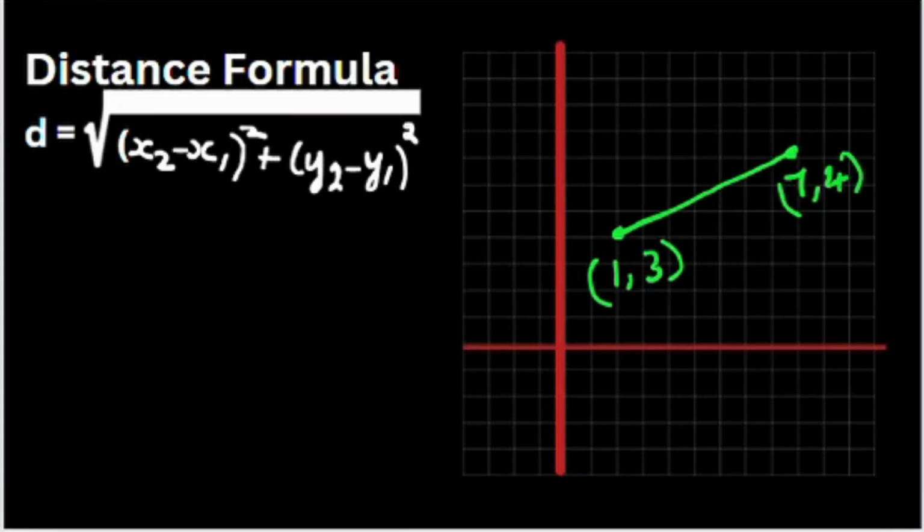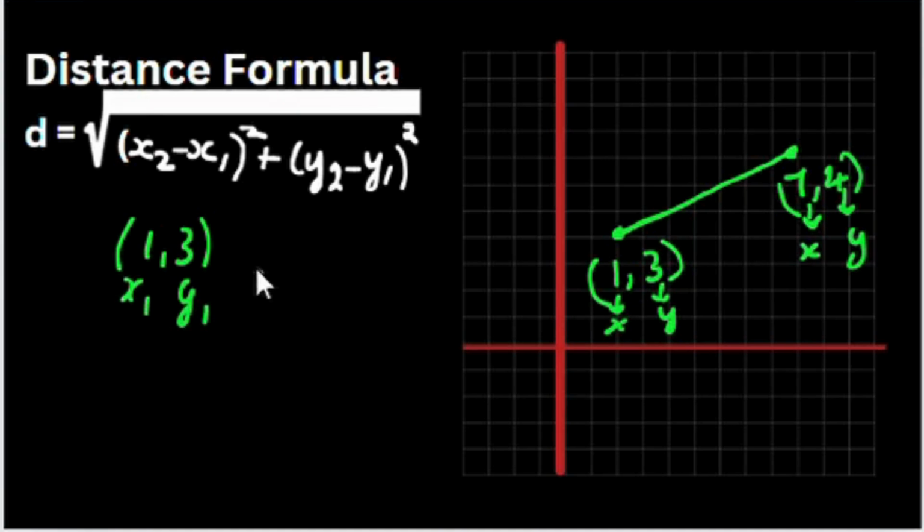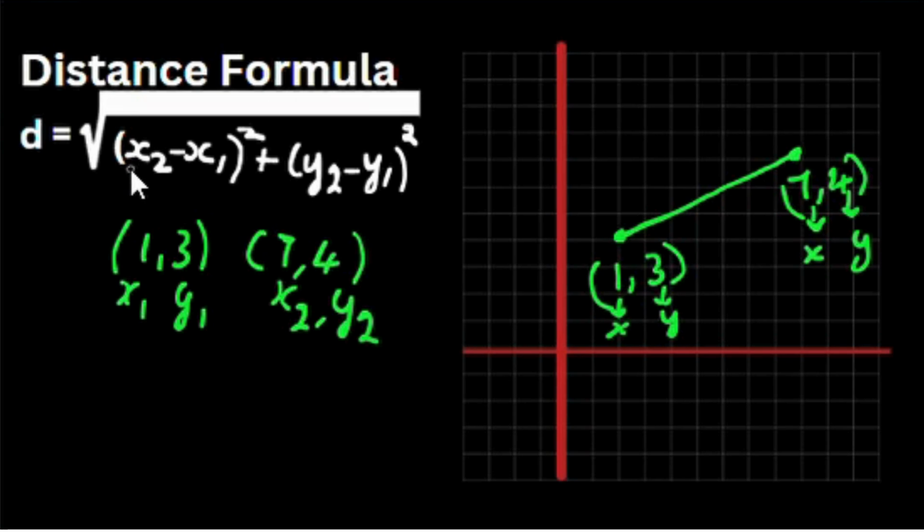Next we are going to see the distance formula. If you have a line on a graph, to find the distance we are going to use this distance formula. Here this will be x and this will be y, and here also x and y. So if you take (1, 3) it will be x1, y1, and (7, 4) will be x2, y2. If you substitute in this formula, you will get the distance. If you know the distance formula, you can do the 7.1 exercise very easily.